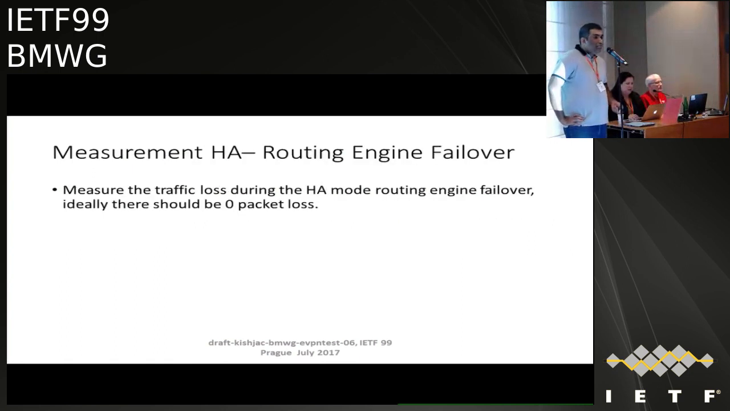So this is a high availability test. When the failover happens, the ideal case is zero packet loss, but in high availability we expect that none of the routes should be withdrawn. There should not be any change in the DF elections or the type 2 routes or the type 4 routes and the type 1. So this is where the high availability test is.